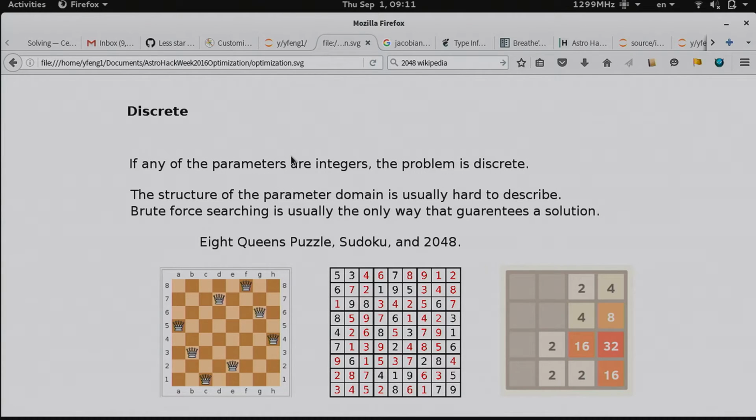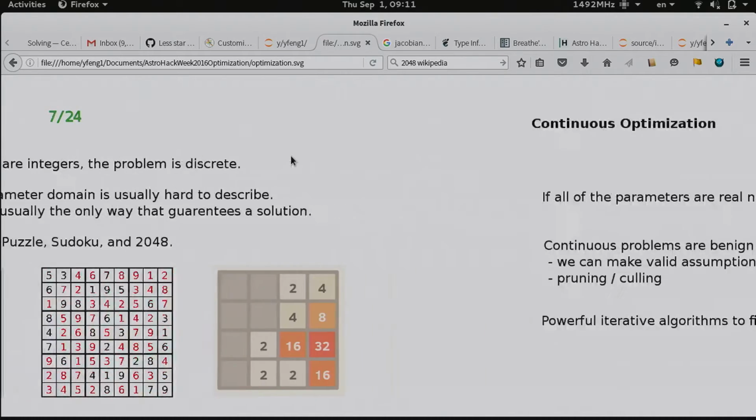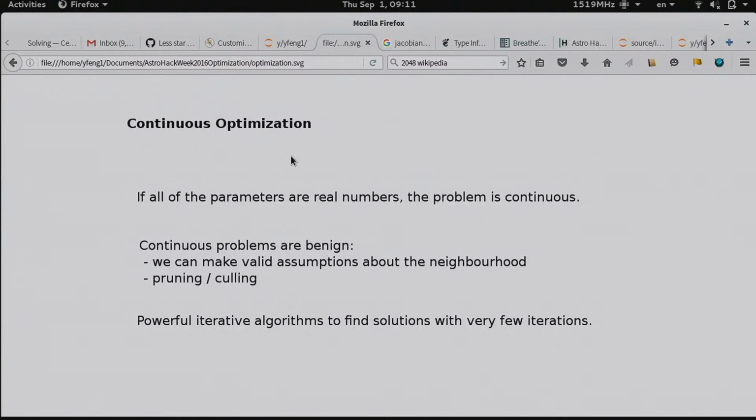Consistently, yes. But the parameter space of this game is really, really big, right? You can imagine every step we have 4 options, and it's thousands of steps. So it's a really, really hard problem. We have to use heuristics, some rules you want to follow, like roughly you want a large number in the corner, this sort of thing, to help us do the brute force search. But eventually it reduces to a brute force search. So this is typical of discrete problems.